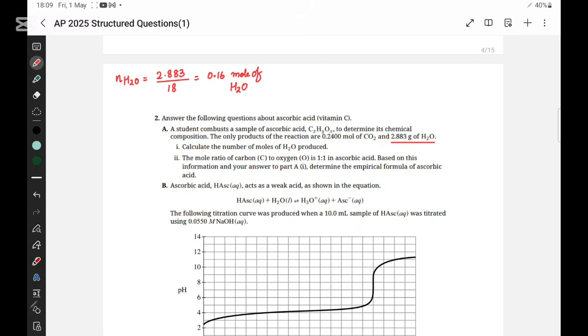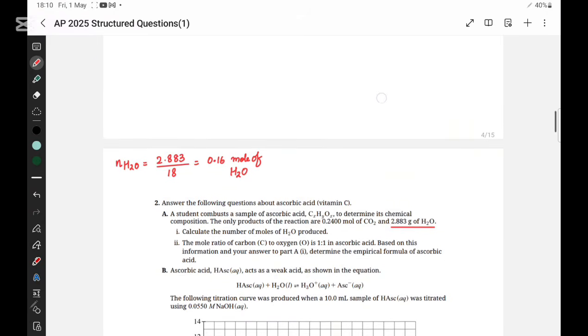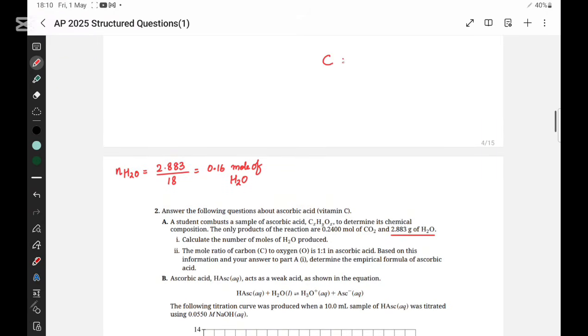Then they are saying the ratio of carbon to oxygen is 1:1 in azobic acid. Based on this information and your answer in part A, determine the empirical formula of azobic acid. So we have to find out the empirical formula. For that, we need to have carbon, hydrogen, and oxygen moles.